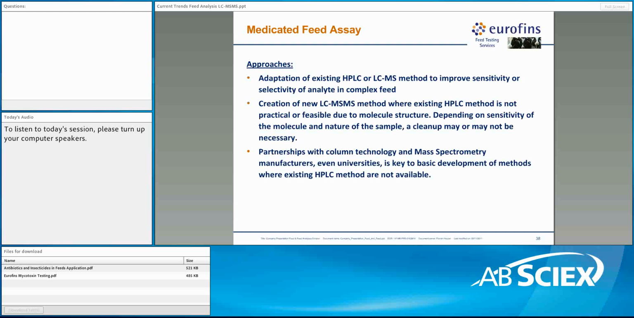So how do we create methods for medicated feed assays? There's a couple of different approaches that we use. They're relatively conservative, and the industry, we know, is conservative with respect to selection of methods. But the main approach that we've used, number one, is to adapt an existing LC, HPLC, or single quad LCMS method to improve the sensitivity and selectivity of an analyte in a common feed. And we have an example of that in the following slides that we'll talk about.